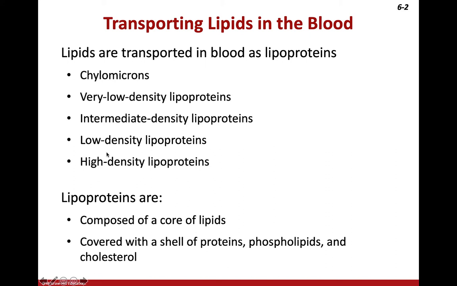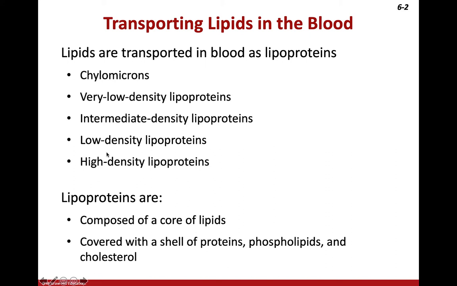Now, lipids will be transported in the blood as lipoproteins, and there are a number of these lipoproteins that function in this particular manner. So the ones that you need to be comfortable with are going to be chylomicrons, very low density lipoproteins, intermediate density lipoproteins, low density lipoproteins, and high density lipoproteins. Now, quite often you may hear of low density lipoprotein referred to as bad cholesterol and high density lipoprotein referred to as good cholesterol. It's not. We're talking about the carrier of the lipid. So that's something that I want us to really be comfortable with.